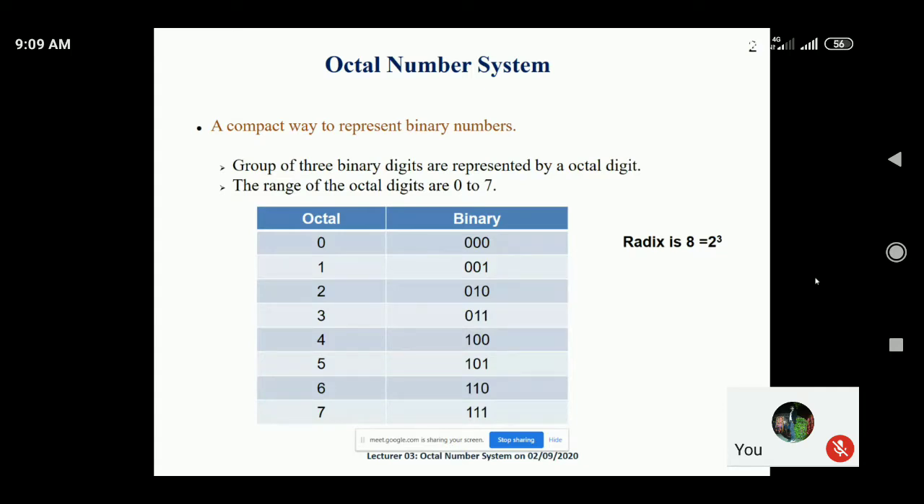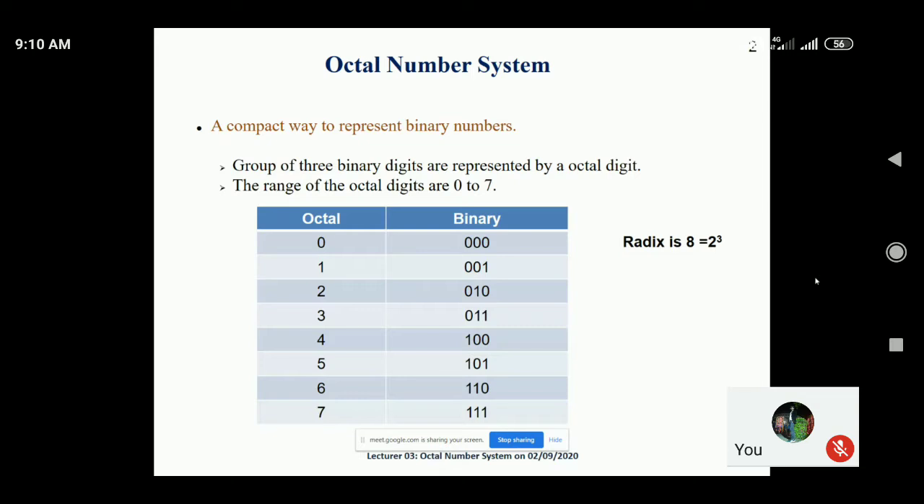That means when we go directly to only the binary number system and represent some particular numbers, the sequence is very large. Sequence means a combination of 0 and 1. But when we talk about the octal number, we are representing compactly. Always remember, in the octal number system, a group of 3 binary digits is represented by one octal digit.